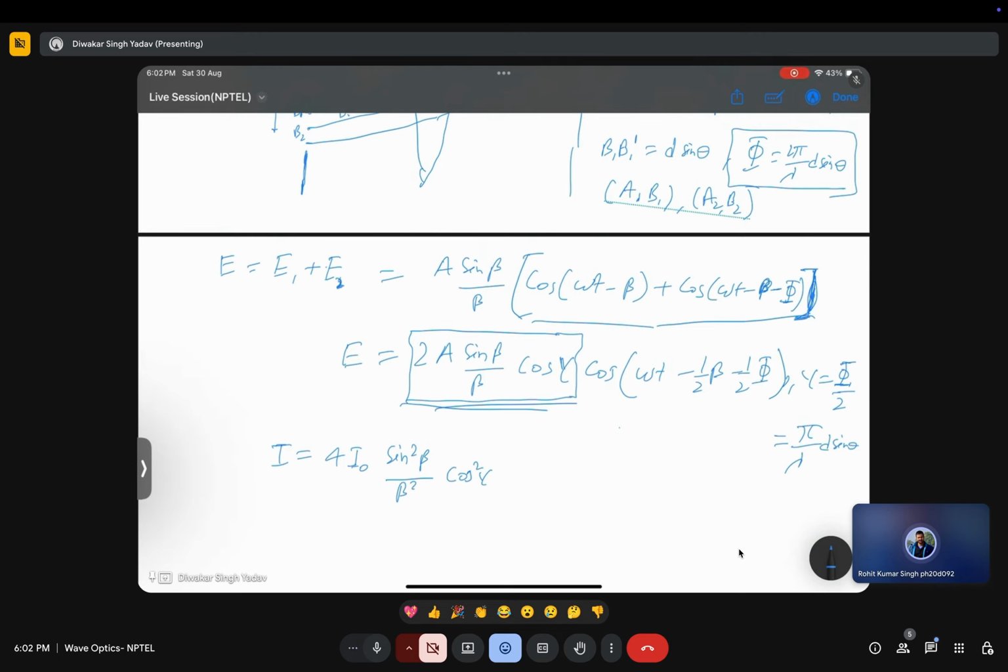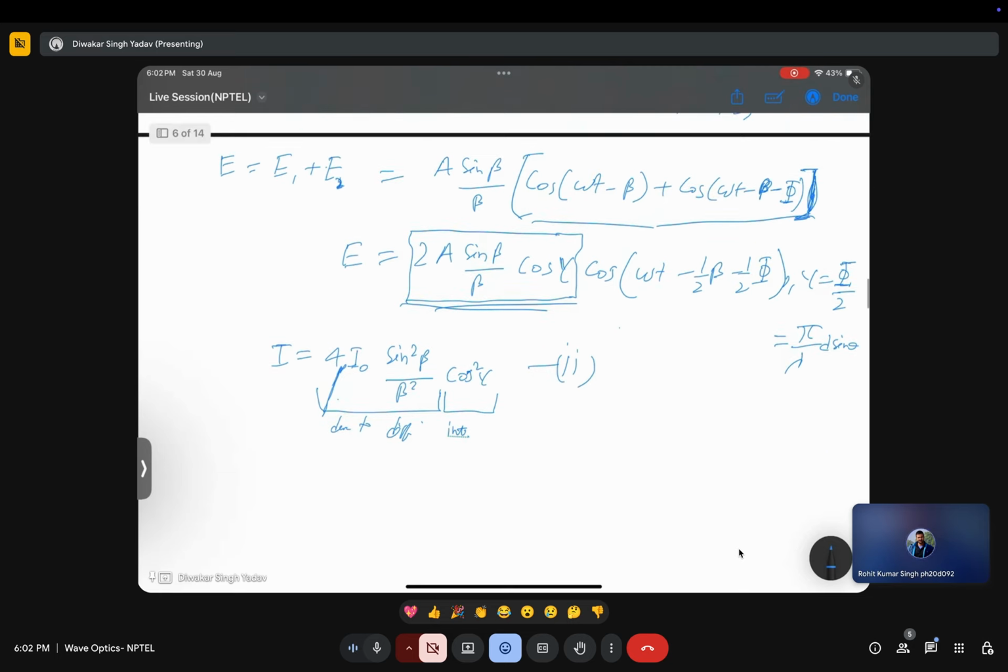Okay, so now you see, this is just the intensity due to the diffraction that we found, not the 4, the I naught. This was due to the diffraction that we got in the earlier case also, and this 4 cos square gamma is because of the interference. Okay, so let's call it equation 2 maybe.